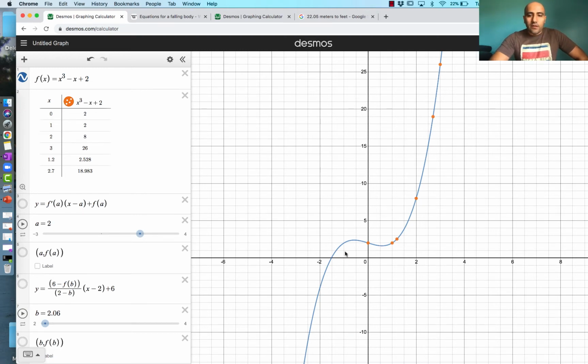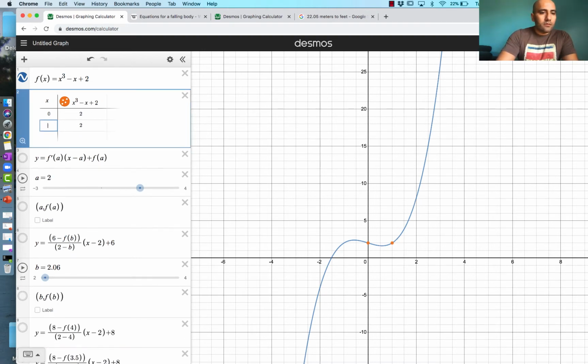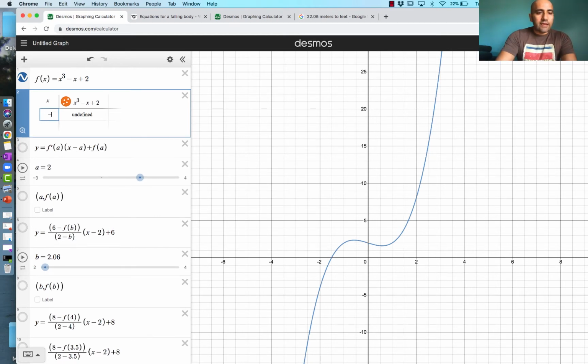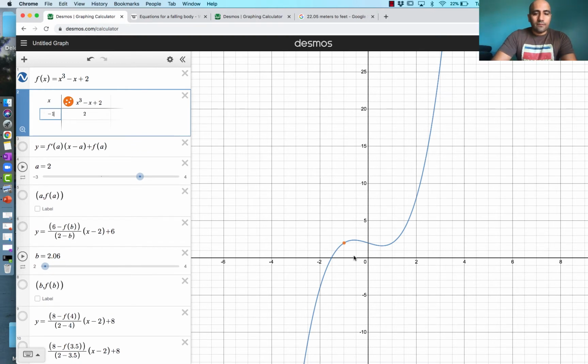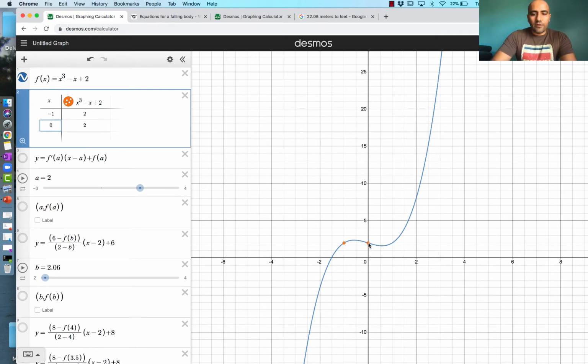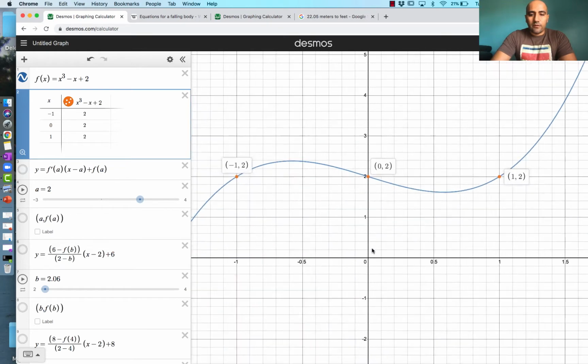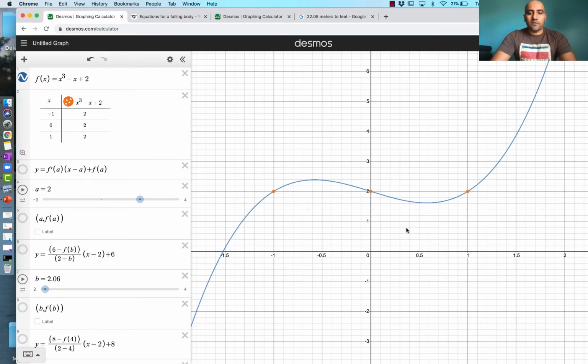So for example, let's concentrate on a couple of input-output pairs. Note that if I put in -1, the output is 2. There it is. If I put in 0, the output is also 2. There it is. And if I put in 1, the output is also 2. Here are 3 different input values that result in the exact same output value of 2. Let me zoom into here for a little bit.